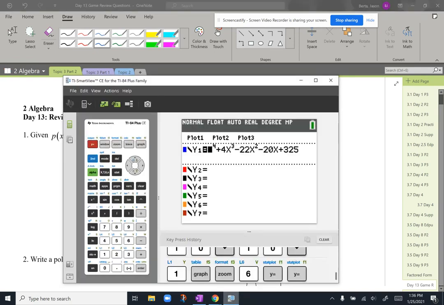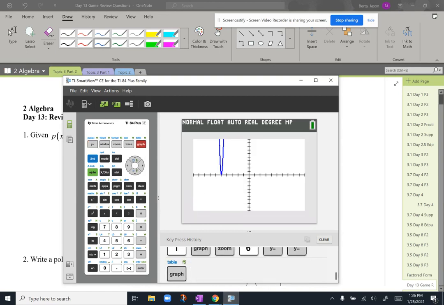So here I went ahead and typed in the polynomial in my y equals bar in the calculator. And here's what the graph looks like. Okay, so it looks like it is intersecting the x-axis at -5, and there's a turning point there. But let's just zoom out. At least let's stretch it vertically and see what's going on here, really.